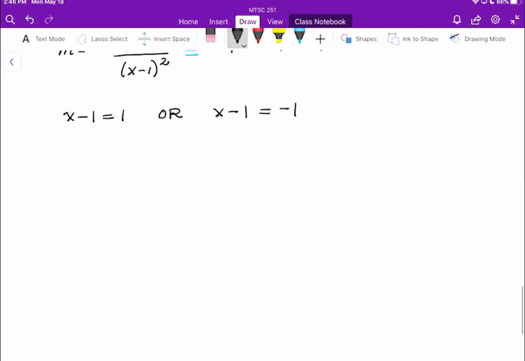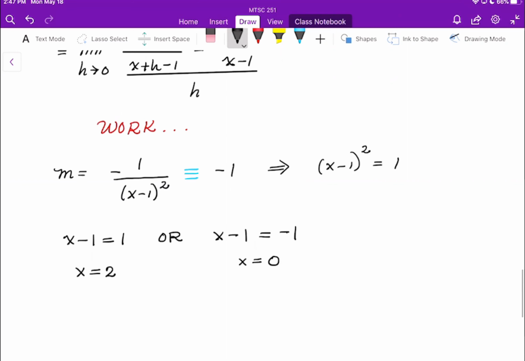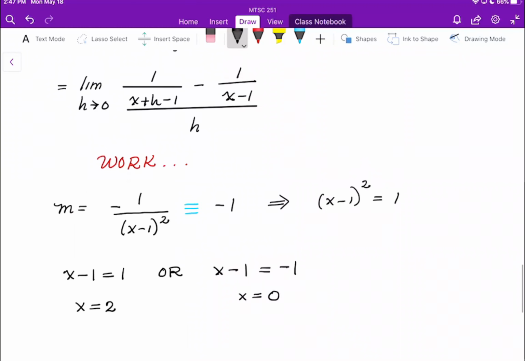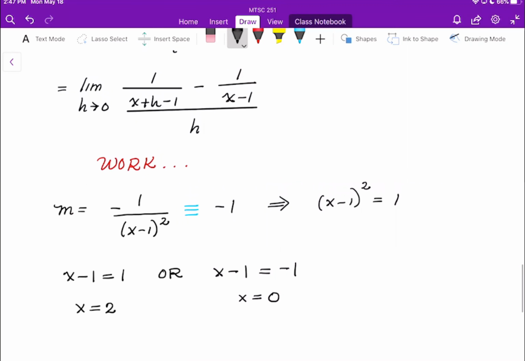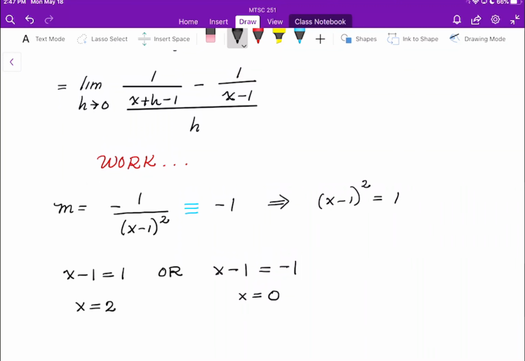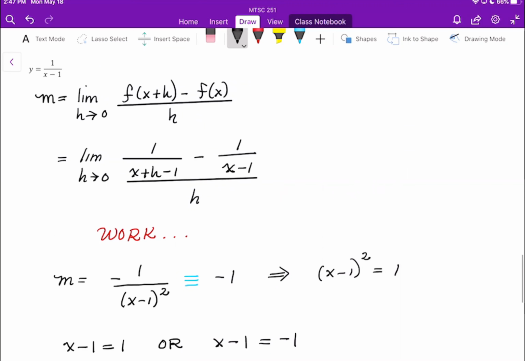So this one tells us that x is equal to 2, and this one tells us x is equal to 0. So those are the two places where the slope is equal to -1. That is, when x is equal to 2, the slope will be -1. And if x is equal to 0, the slope will be -1. So now that we know that, the only thing we have left to do is find the function values.